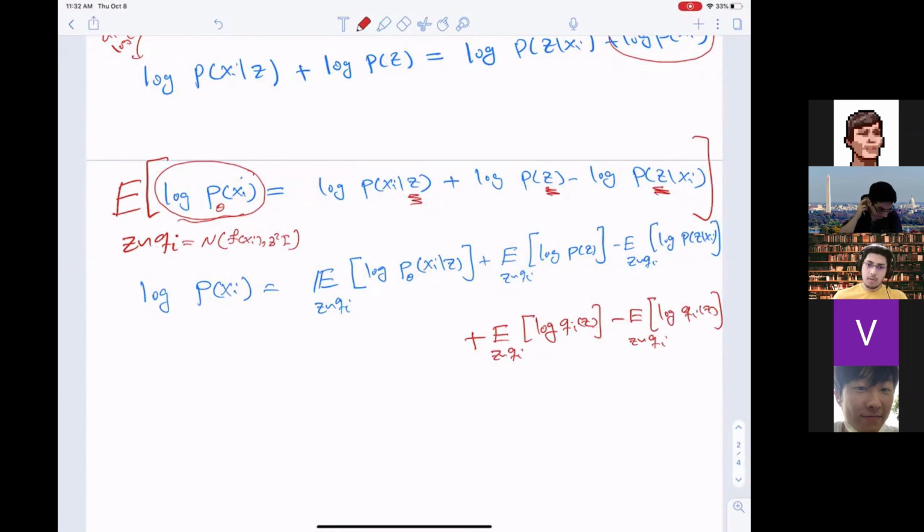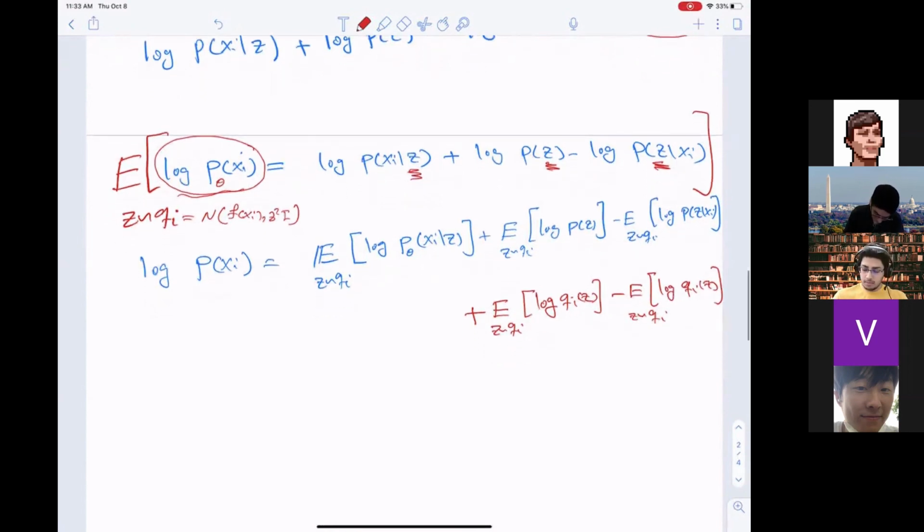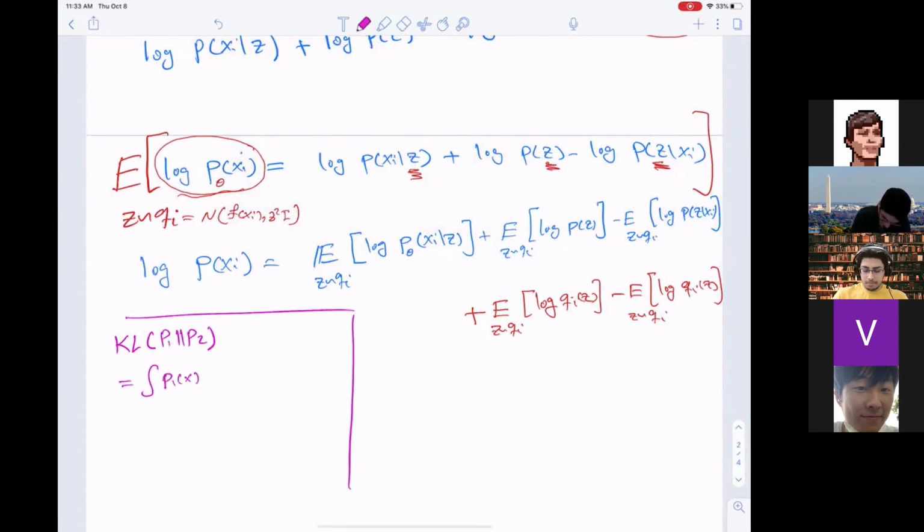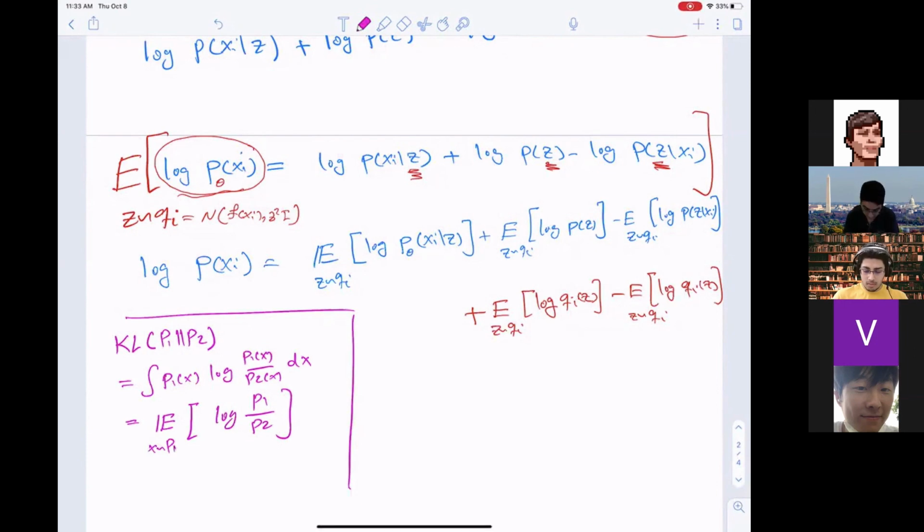Okay, so now I need to do maybe a quick review of KL, just a simple way to think about expectation of log of probabilities. So KL, the distance between two distributions P1 and P2, is defined as, let's say these are densities, the integral of P1 of x log of P1 of x over P2 of x dx. Or in other words, you can just write this as the expectation of log of P1 over P2. The expectation is over x distributed according to the top distribution, P1. So that's just the KL divergence between two distributions. It's just the definition.